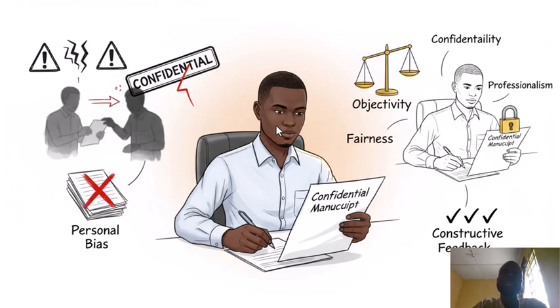Your goal is not to attack the author, but to help improve the paper. Clear, specific suggestions are always more valuable than harsh or vague criticism. And finally, if you have any conflict of interest, you should declare it immediately. Ethical reviewing protects the integrity of academic research.